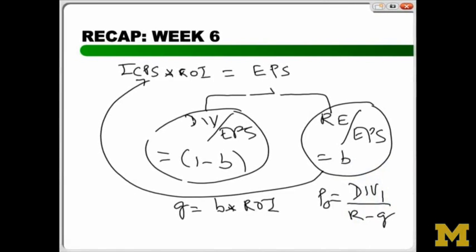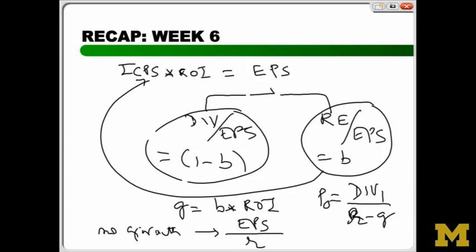Quickly, what will happen if you have no intentions of growing in this setup? Very simple. B will become 0. You'll pay out all your dividends, so 1 minus B will be 1 or 100%. Remember, these are fractions. And G will become 0. But what will Div 1 become? Div 1 will become earnings per share. So for no growth, the formula is EPS over R.